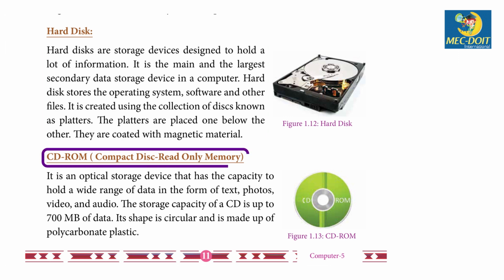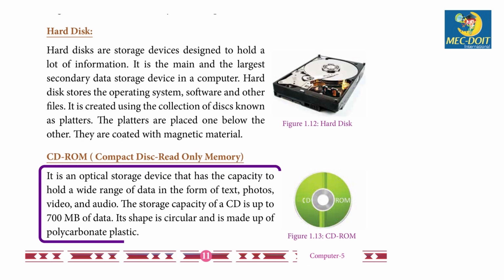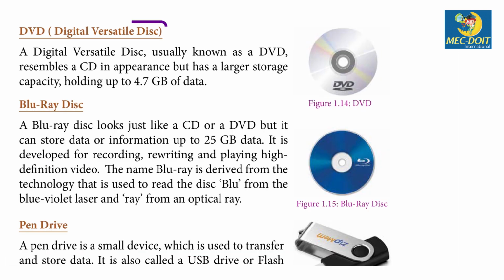CD-ROM, compact disc read-only memory. It is an optical storage device that has the capacity to hold a wide range of data in the form of text, photos, videos and audio. The storage capacity of a CD is up to 700 MB of data. Its shape is circular and it is made up of polycarbonate plastic.